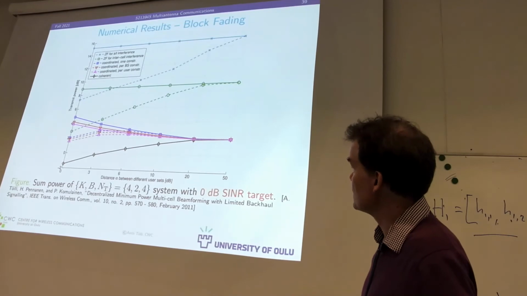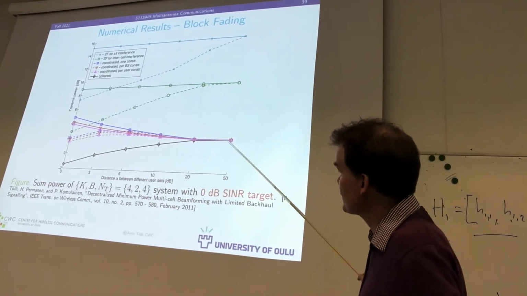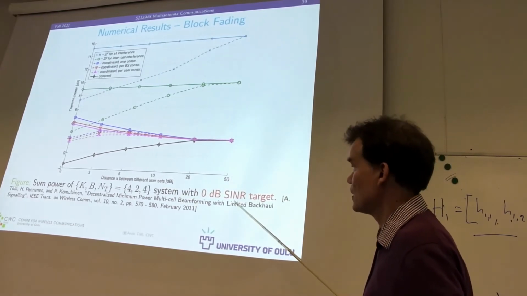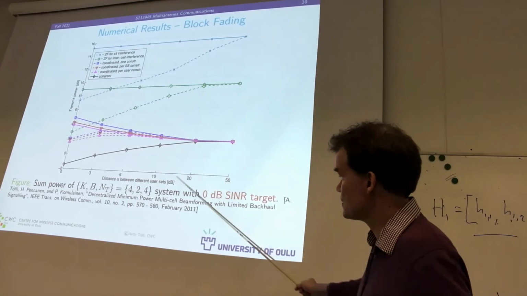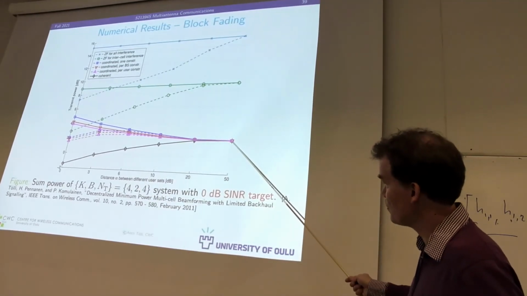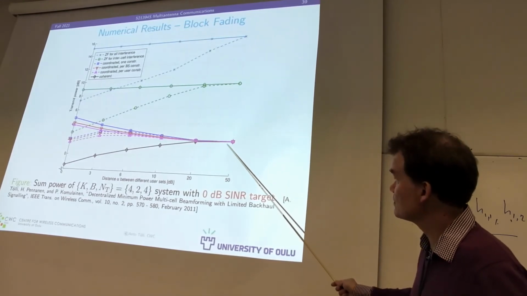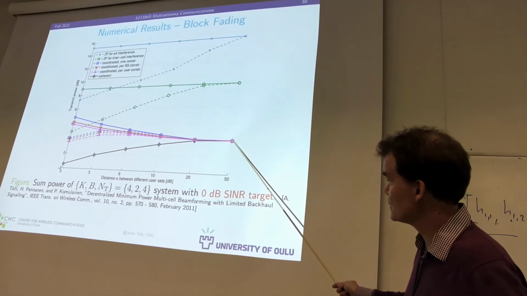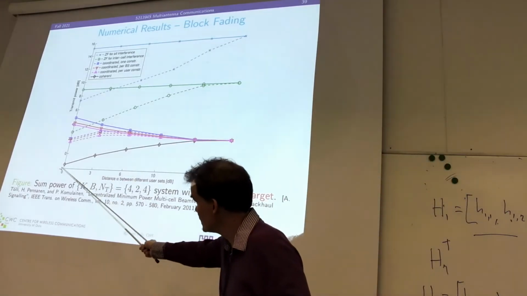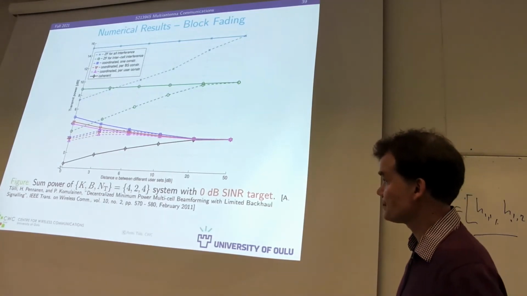Okay, some results first for the block fading. This is the required power for 0 dB SINR target, plotted as a function of alpha. Now if we have a completely separated setup, all these optimized scenarios perform the same. We have also included this coherent transmission there as a reference case.